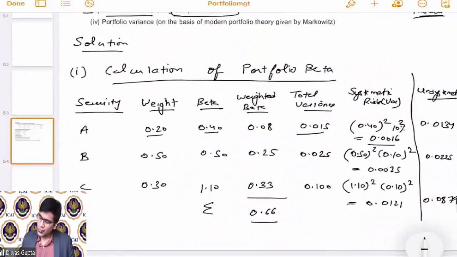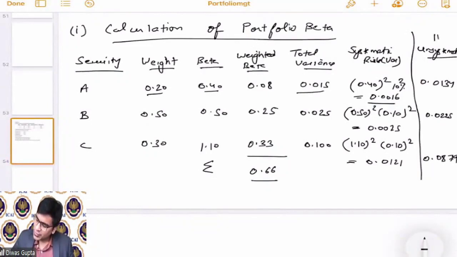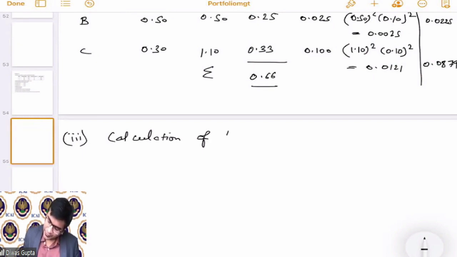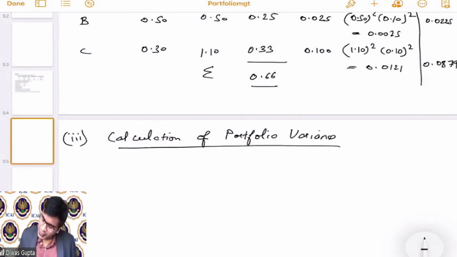So second part is what we have solved here. Now let us come to the third part. Calculation of portfolio variance. This is using Sharpe's index model.